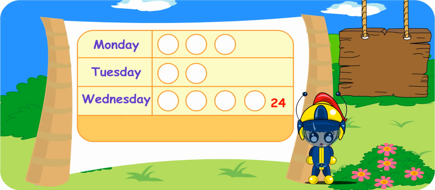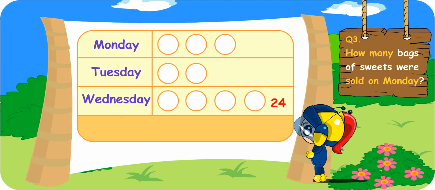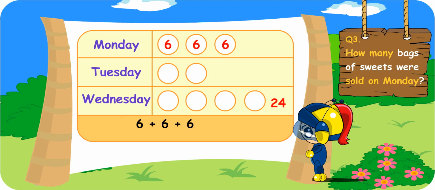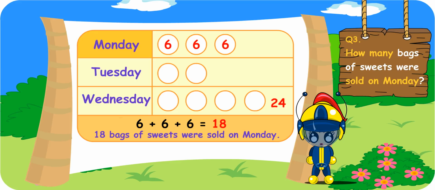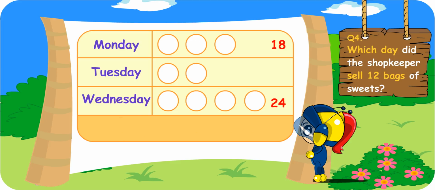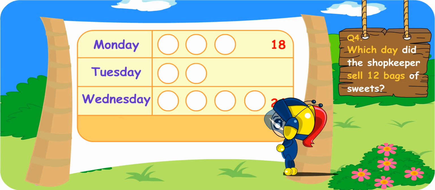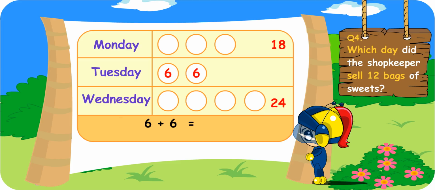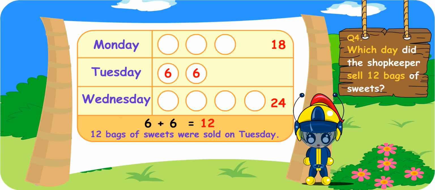Well done. How many bags of sweets were sold on Monday? There are 3 circles in Monday's row. 6 plus 6 plus 6 equals 18. 18 bags of sweets were sold on Monday. On which day did the shopkeeper sell 12 bags of sweets? There are 2 circles in Tuesday's row. 1 circle stands for 6 bags. Therefore, 2 circles stand for 12 bags. Thus, the answer is Tuesday.